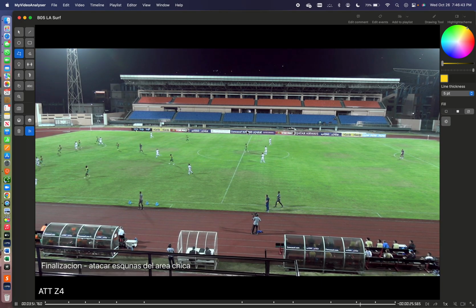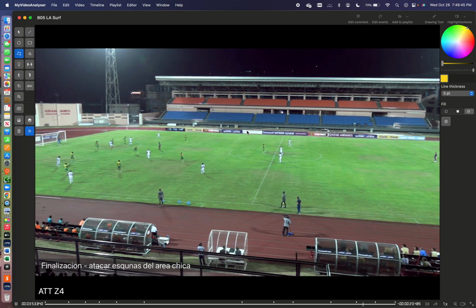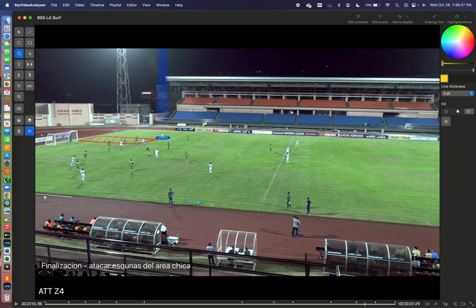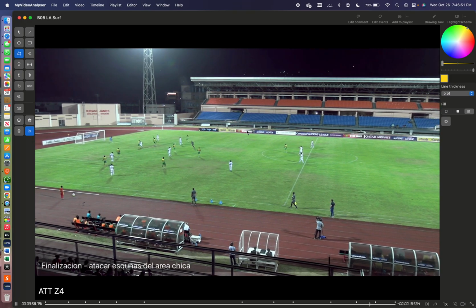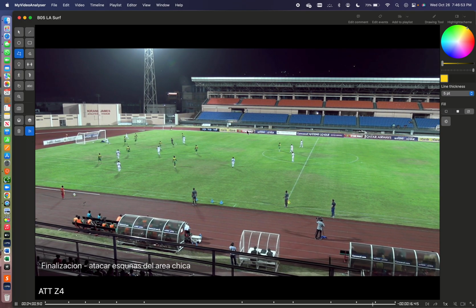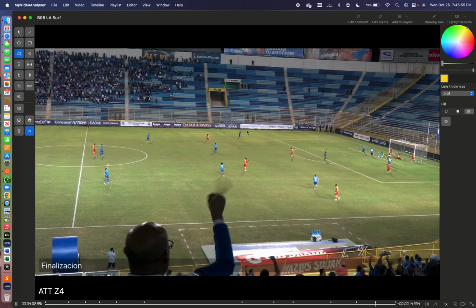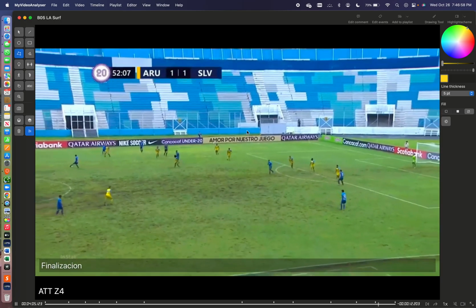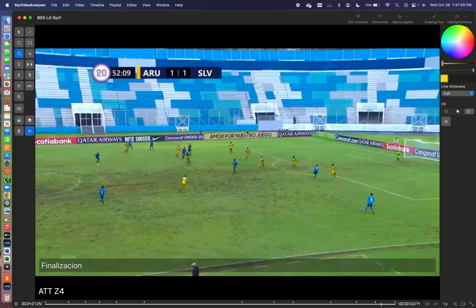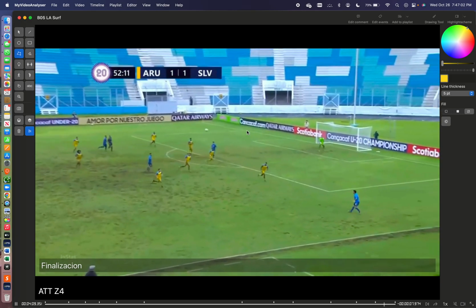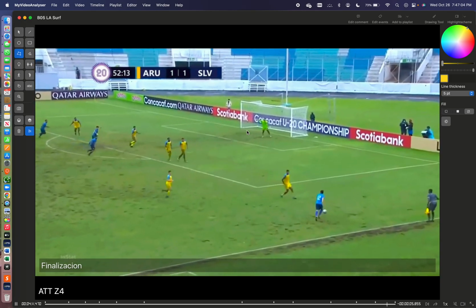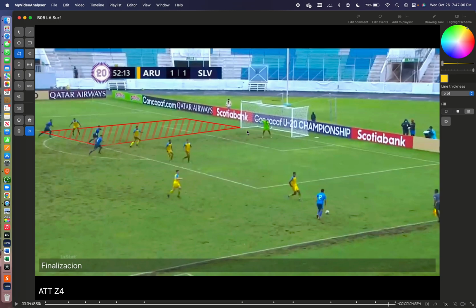Another example here: you create your base, the ball's in the neck, attack the back post. The ball will probably be in the air, that's okay. But again, run in behind, crosses in behind. This is with the U20s during World Cup qualifiers. Now the ball's outside, we can still attack the back post. Again, if you notice in these moments, the defenders are looking at the ball, so it's very difficult to track the runners.